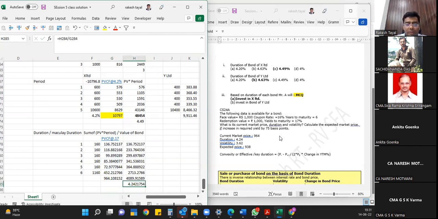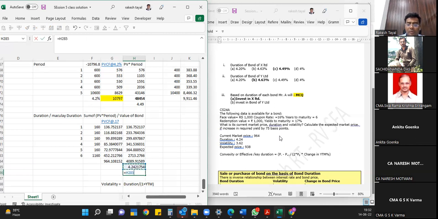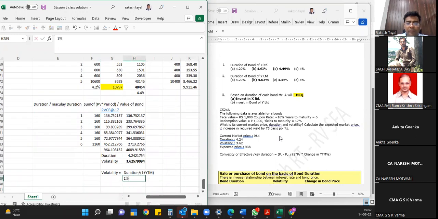4.24 is the duration. So volatility is equal to duration divided by 1 plus YTM. So what is the YTM? 1.17. Clear? This is the volatility. So what does the volatility give? Volatility gives me, you can write down, 1%.